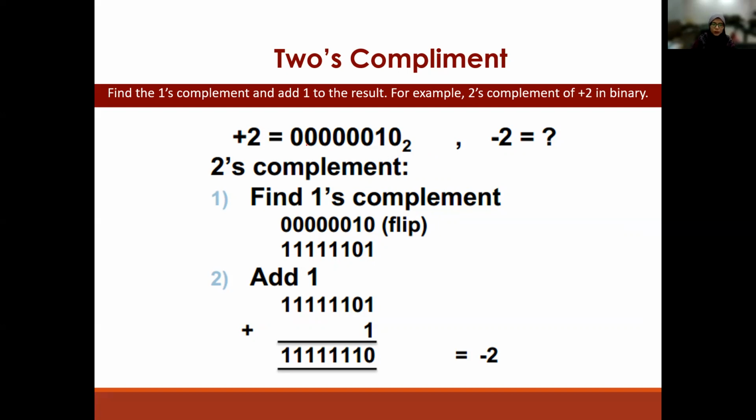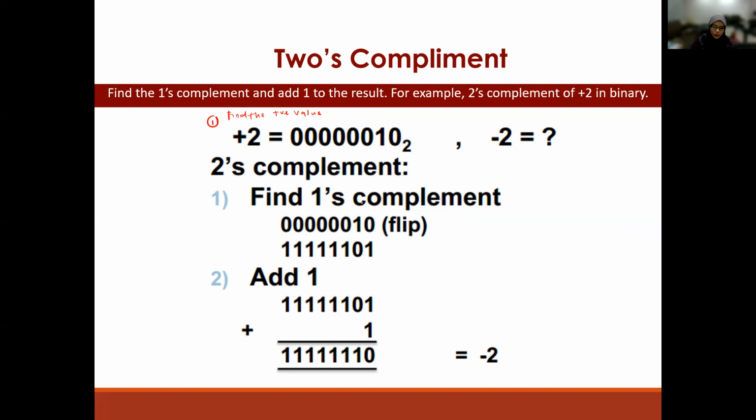So positive 2 equal to, this is the first step, we need to find the positive value. Positive 2 equal to 0, 0, 0, 0, 0, 0, 1, 0. This is 1 byte, 8 bits, base 2. So what is negative 2? First find the positive value for positive 2, and then we need to do 2's complement. To do 2's complement, we need to find the 1's complement.